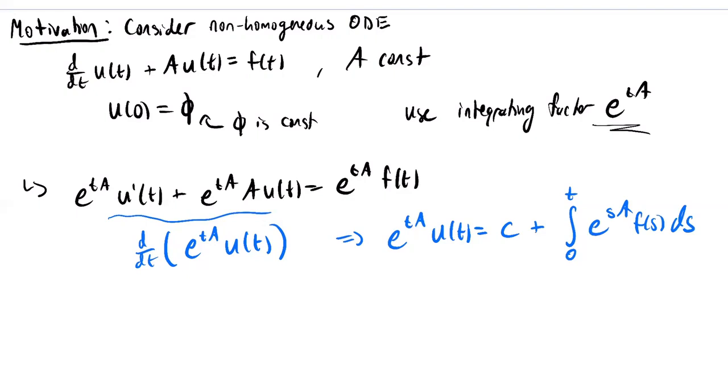Right? To check this, just differentiate both sides. On the left-hand side, I get the derivative of e to the ta times u, which is what I had here on the left. And then on the right-hand side, if I differentiate the constant, it becomes 0. And then if I differentiate this integral with respect to t, using the fundamental theorem of calculus, you plug in t and you get e to the ta times f, right? And so this implies that my solution u of t, if I just multiply now by e to the minus ta, is some number c times e to the minus ta plus the integral from 0 to t of e to the minus (t minus s) times a.